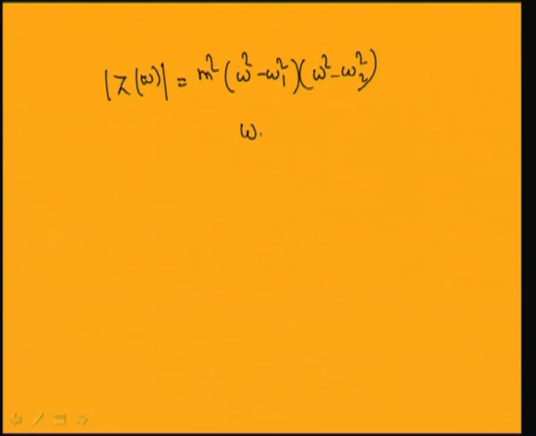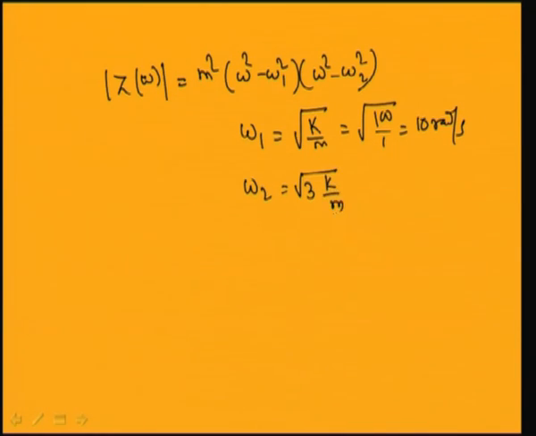So here you can find omega 1 equal to root over k by m, which is root over 100 by 1, so this becomes 10 radian per second. Similarly, omega 2 becomes root 3 into k by m, which is 17.32 radian per second. So you have got omega 1 and omega 2.